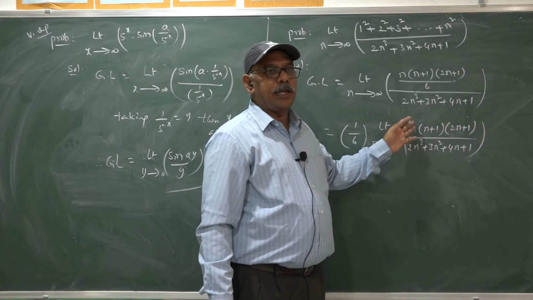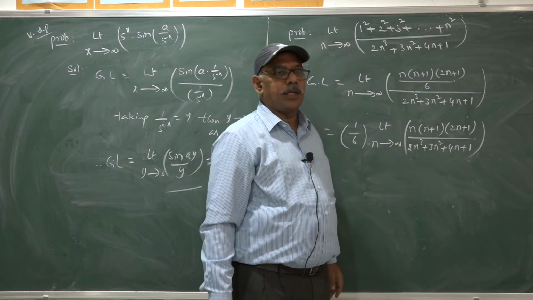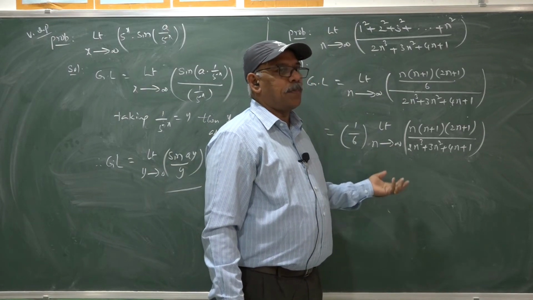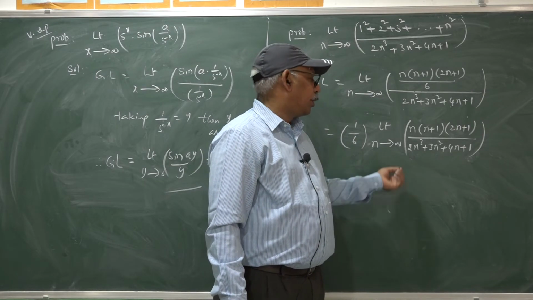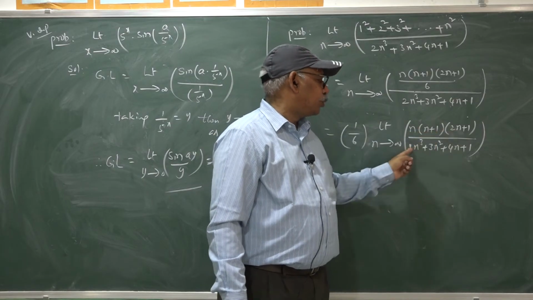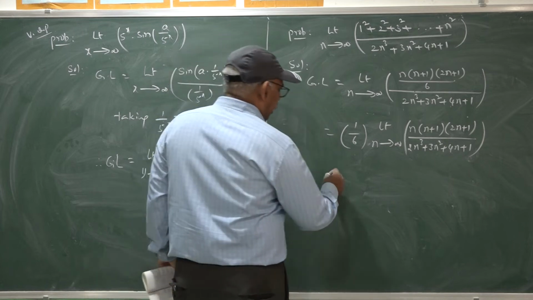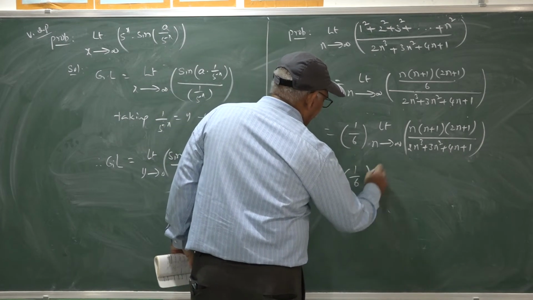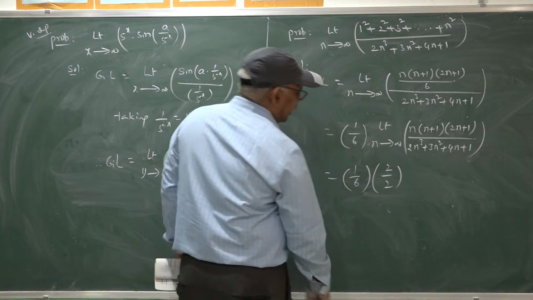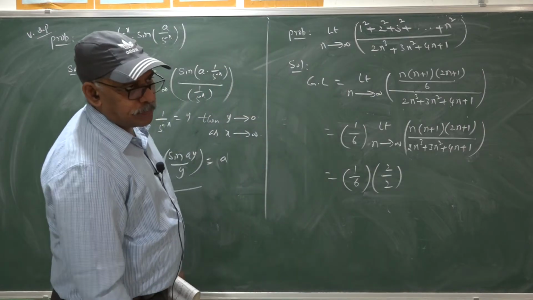The numerator's degree is equal to the denominator's degree, and the coefficients of the maximum powers of n in the numerator and denominator are the same, 2. So hence we get 2 by 2 as our limit. This is 2 by 2, since the numerator's degree is the same as that of the denominator's degree.